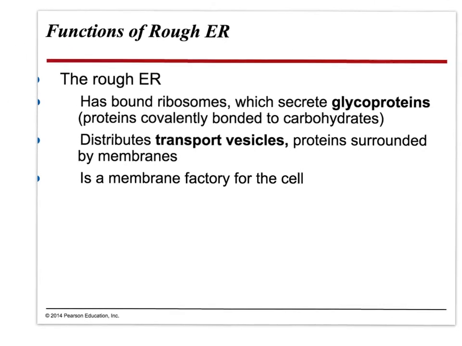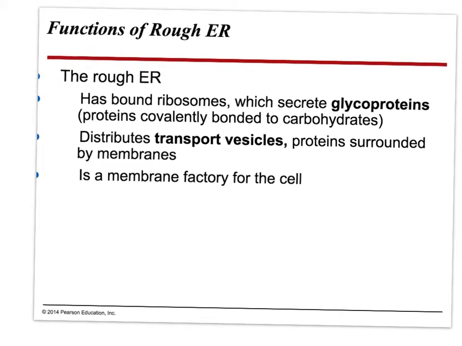The rough ER. Here you go. It has bound ribosomes which secrete what we call glycoproteins. So really, the rough ER is going to produce proteins. Whether or not they're glycoproteins is irrelevant. But glycoproteins are proteins that are covalently linked to a carbohydrate. We're going to put a small piece of carbohydrate onto an area of the protein. That's all that is.